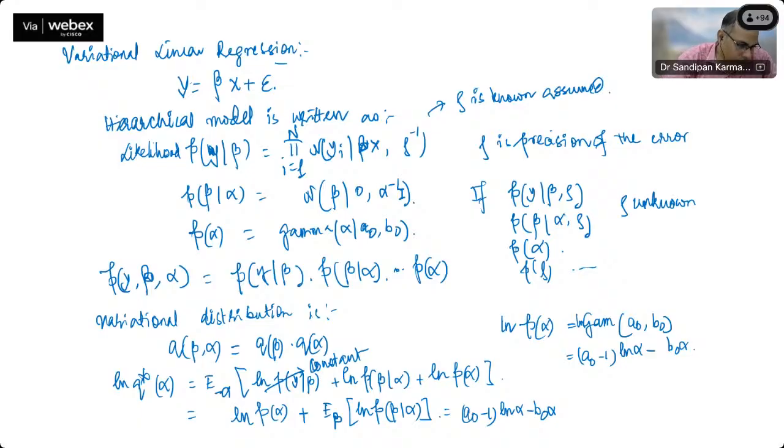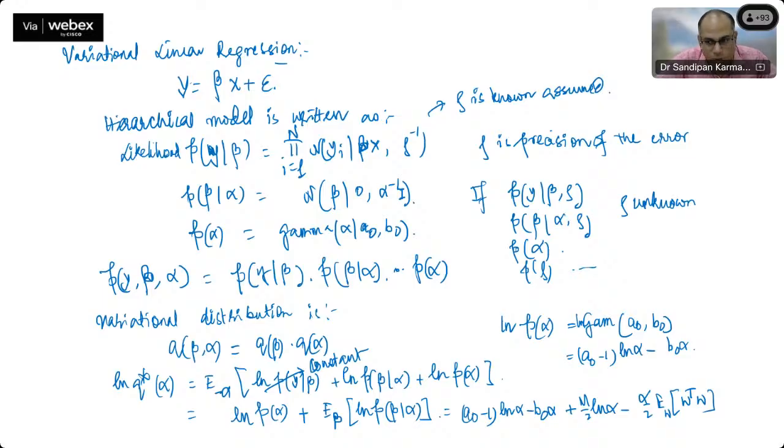Then suppose beta is m dimensional. So what is beta given alpha? Beta given alpha is normally distributed with mean 0 and precision alpha, so variance is alpha to the power minus 1 times I. So we'll be writing it as plus m by 2 ln alpha minus alpha by 2 times the expectation of W transpose W, with respect to W.